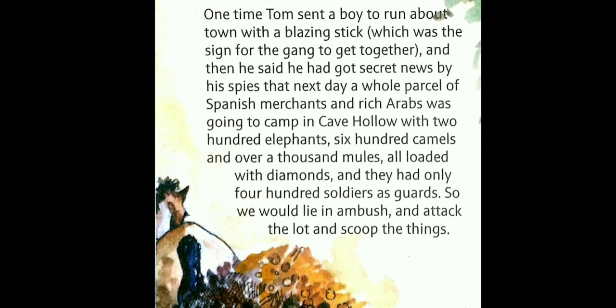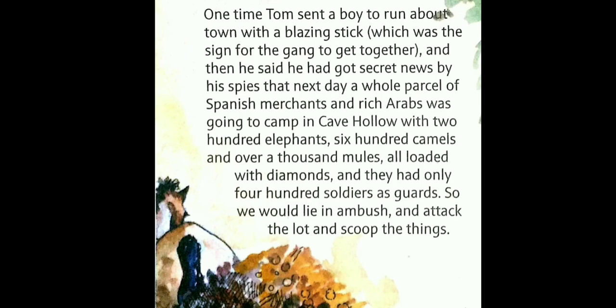That next day, a whole parcel of Spanish merchants and rich Arabs was going to camp in Cave Hollow with 200 elephants, 600 camels and over 1,000 mules, all loaded with diamonds, and they had only 400 soldiers as guards. So, this was the information given by the spies of Tom.